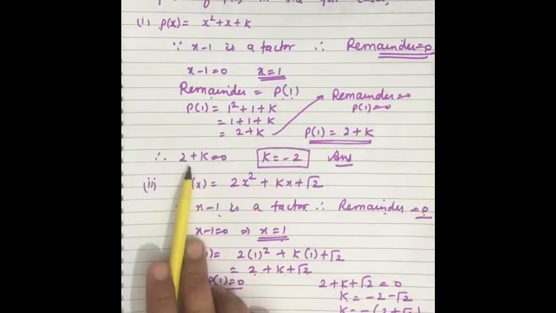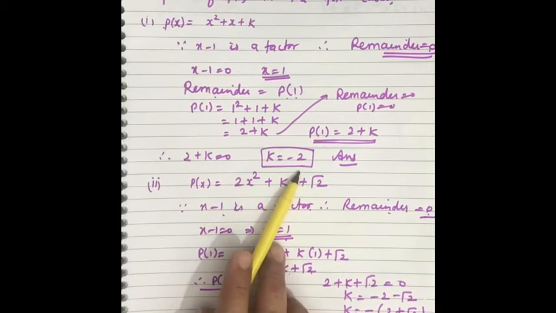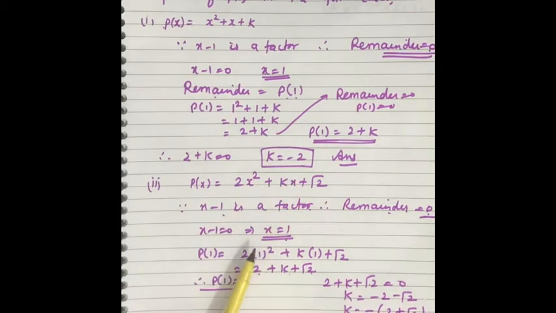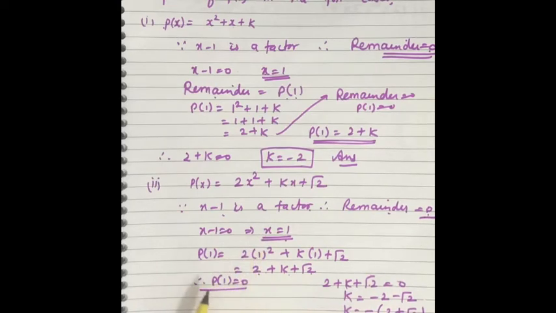Therefore, here I have written already 2 plus k is equal to 0, k is equal to minus 2, and by the same process remainder is equal to 0, so k is equal to minus 2 plus root 2. Okay, first and second I have done. Third and fourth is your homework. Do it in your homework notebook.